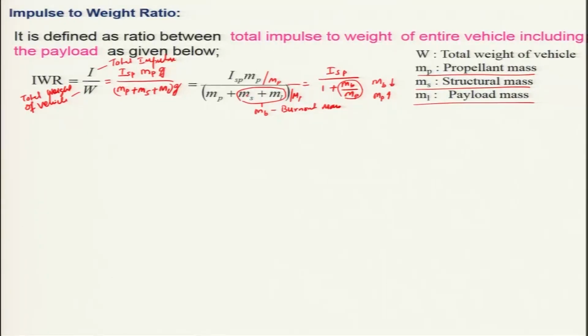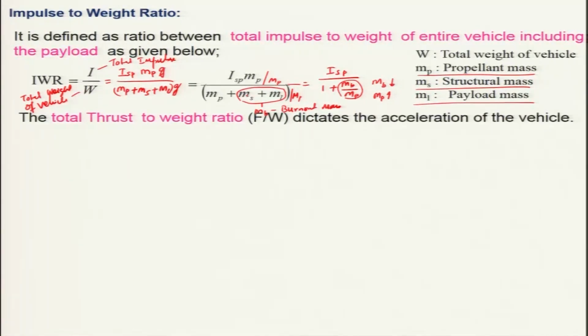And this can also be related to the thrust to weight ratio. Keep in mind that the thrust to weight ratio dictates the acceleration of the vehicle, because when thrust is higher as compared to the weight, the vehicle definitely will accelerate. So, generally it is desirable to have a higher thrust to weight ratio for a particular engine, or in other words the impulse to weight ratio should be higher, which is a part of the design.